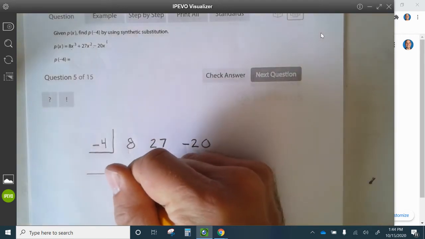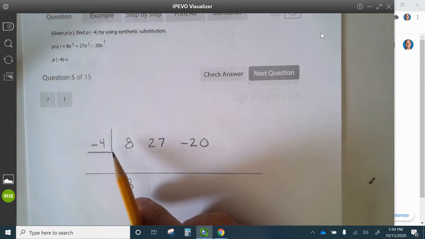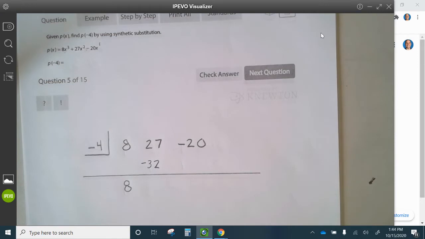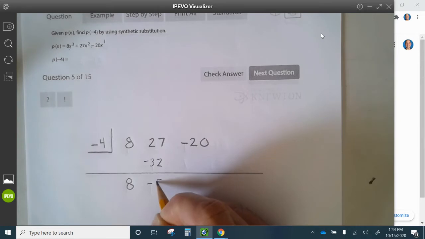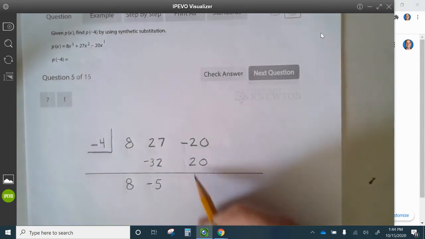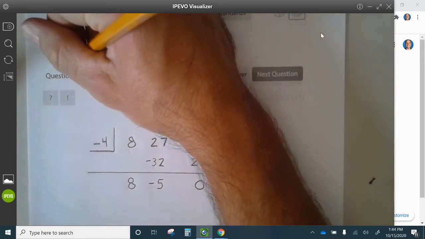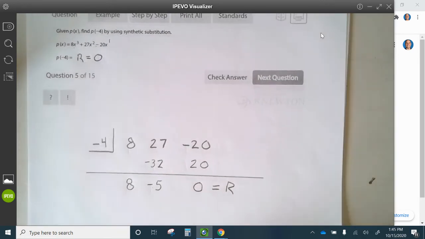So bring down the 8. Negative 4 times 8 is negative 32. Combine, that is negative 5. Negative 4 and negative 5 combine to be 20. This combines to be 0, so your remainder is 0. And p of negative 4 equals the remainder, which equals 0. Okay? All right, go ahead and finish up question number 5.